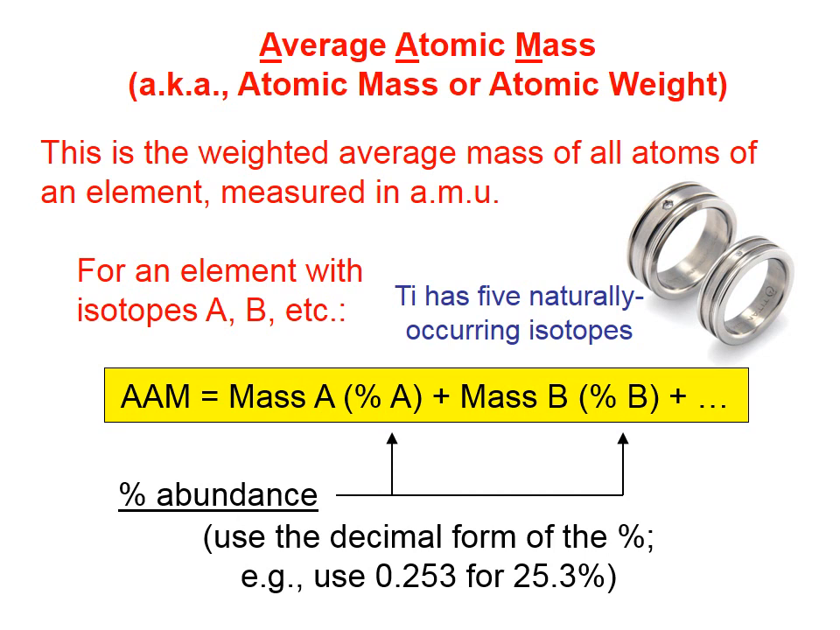So, for example, if we know that the percentage of such and such an isotope is 25.3%, when we use this equation, we'll use 0.253. We'll move that decimal 2 places to the left for every percentage when we use it in the equation.